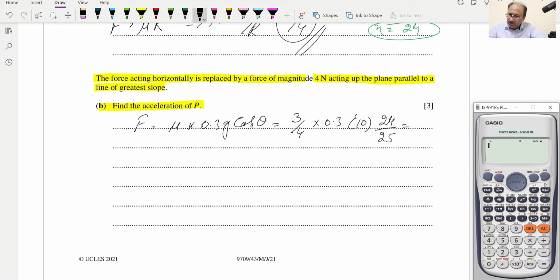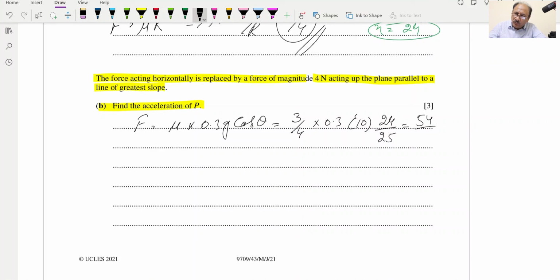We can write this as 3 over 4 times 0.3, multiplied by 10, and this will be multiplied by 24 over 25, and this will be equal to 54 over 25. So 54 over 25, this will be the F value. I'm basically trying to rectify the bracket.